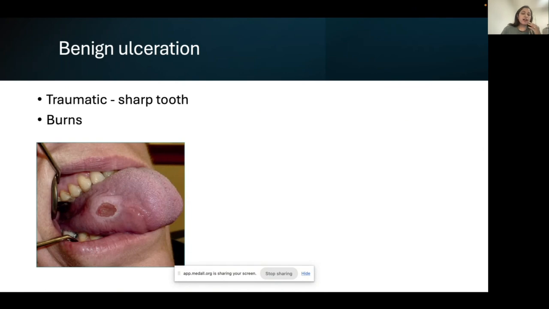But I think what we recommend to most people, if you do see a sharp tooth, is you go to the dentist, have that tooth filed away, and then if the ulcer is still there 3 weeks later, then it gets referred. If you're worried, though, obviously just refer it.